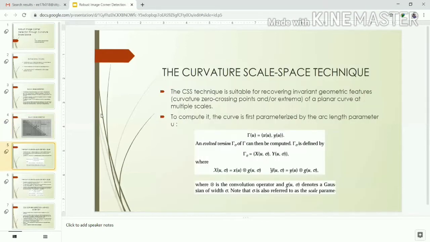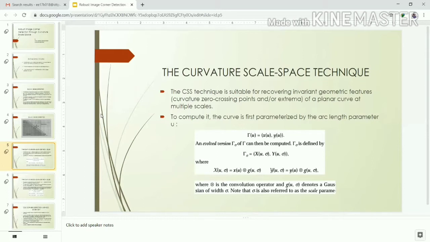Now we'll move on to the curvature scale space technique, that is the CSS technique. What is the CSS technique? The CSS technique is suitable for recovering invariant geometric features such as zero crossing points or extrema of planar curves at multiple scales.